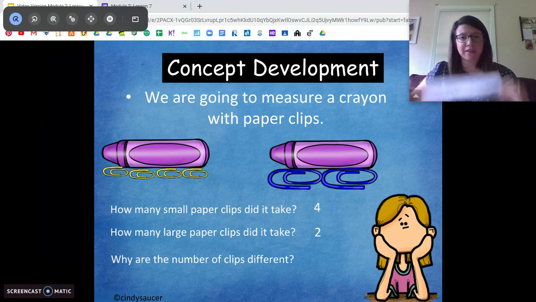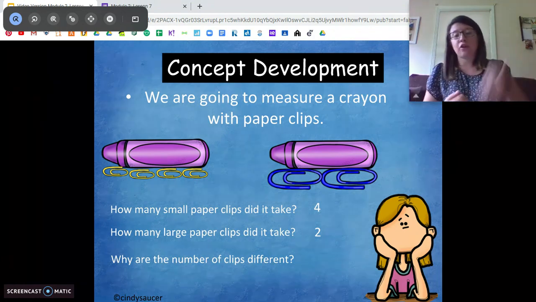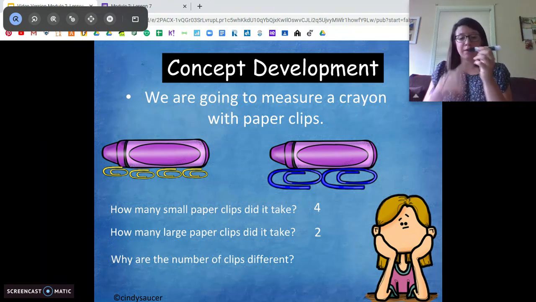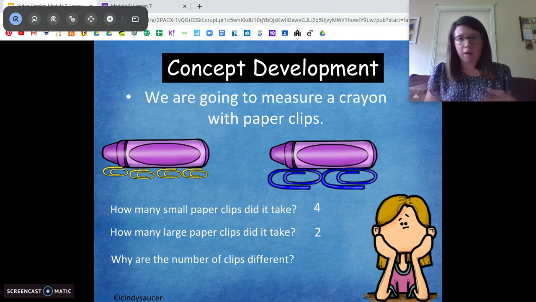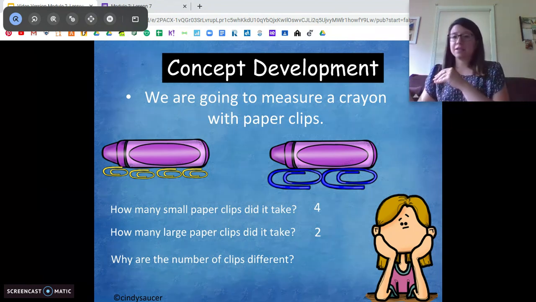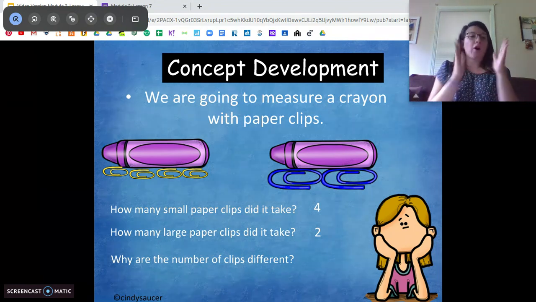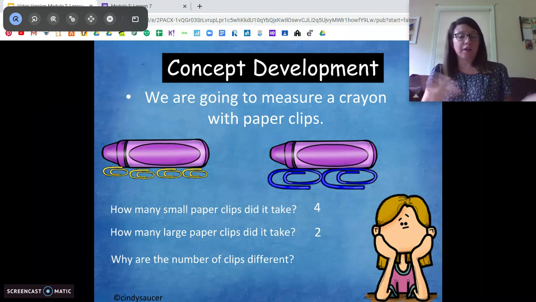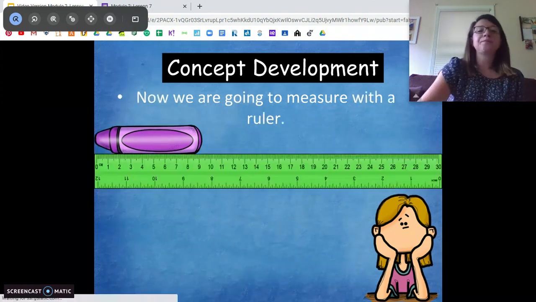Whenever we use something that's not a ruler or not a centimeter cube, we need to use the same of everything. So we can't mix and match. We can't use 1 marker, 1 centimeter cube, 1 ruler. It all has to be the same. We can't mix different size paper clips, all small paper clips, all large paper clips. And it's going to be different depending on the size of the item that you use.